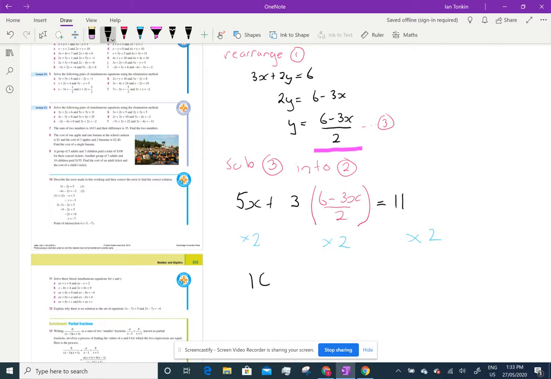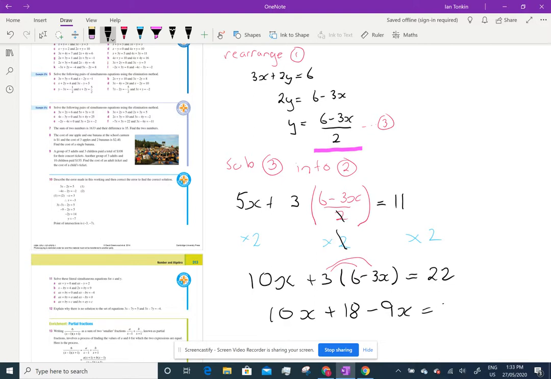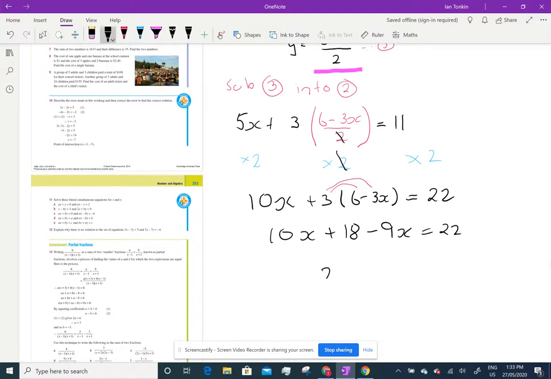5x times 2, 10x. Here, the 2's will cancel. So I've got 3 parentheses, 6 minus 3x. And 2 times 11 is 22. And all of a sudden, my fraction's gone, and all I've got to do is expand this bit here. So 10x plus 18 minus 9x equals 22. x plus 18 equals 22. x equals 4.